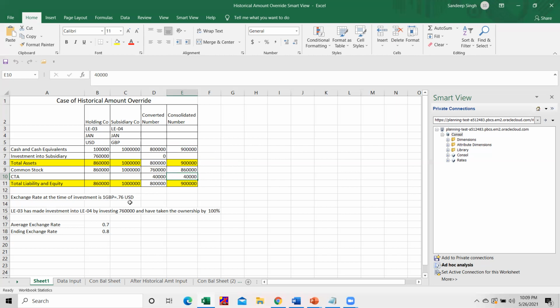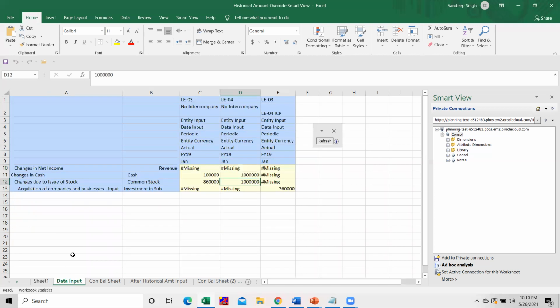Now, assume that we do not define the historical rate within the application. What will happen in that case, and what will be the consolidated number if we do not define the historical amount or historical rate in the application? What outcome will we get in the form of the consolidated balance sheet?